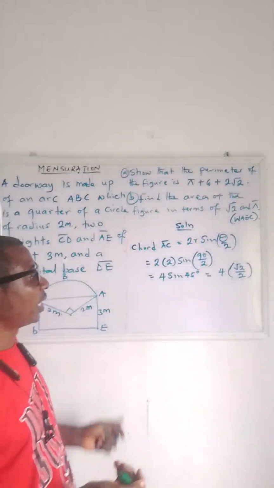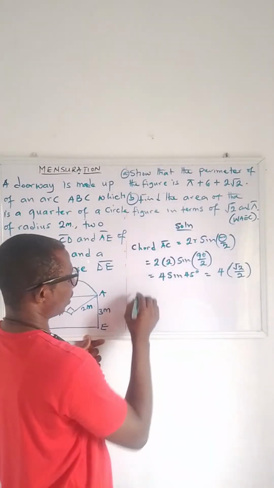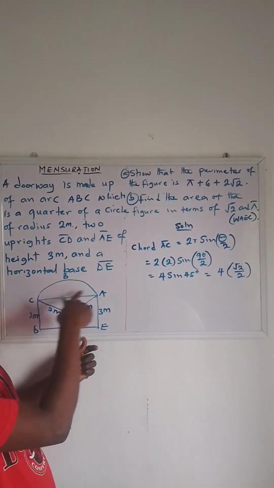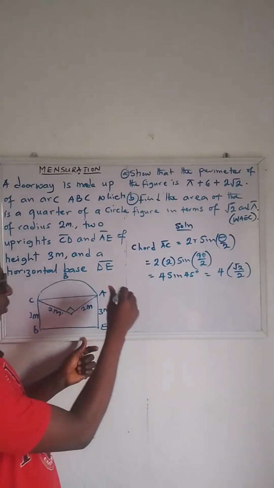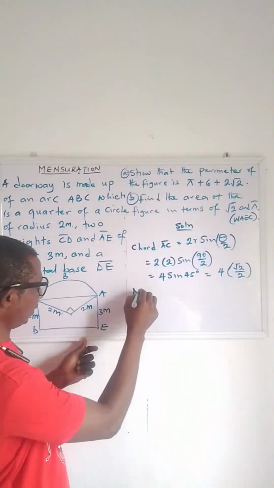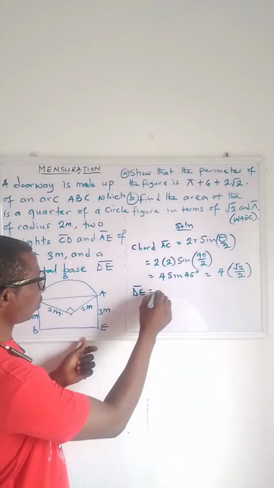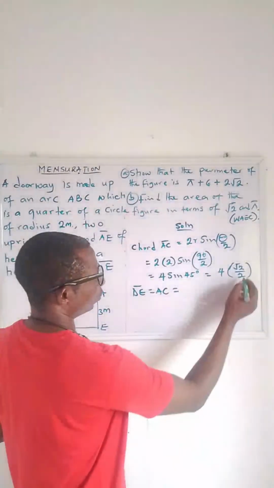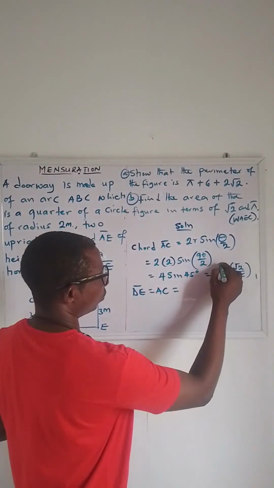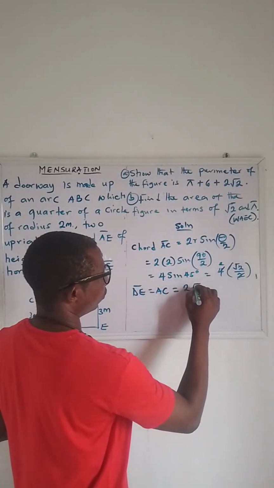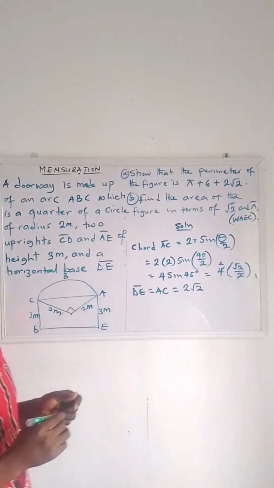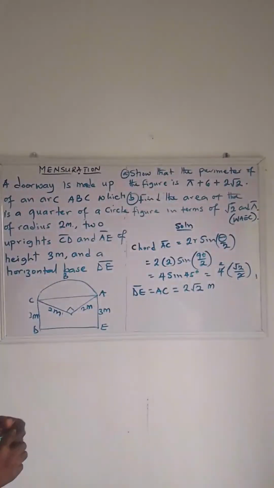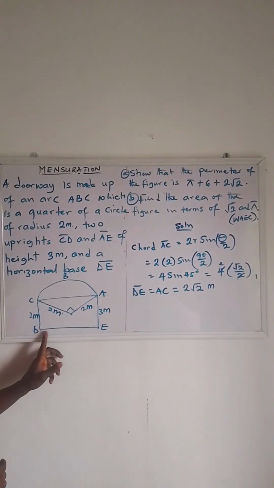All right. So now we have this DE. DE is the same thing as CA or AC. So we have DE, which is equal to AC, is what? 2 goes there 1, 2 goes there 2. That's going to give you 2 square root of 2. Okay? And that's going to be in meters. So we have already gotten this.